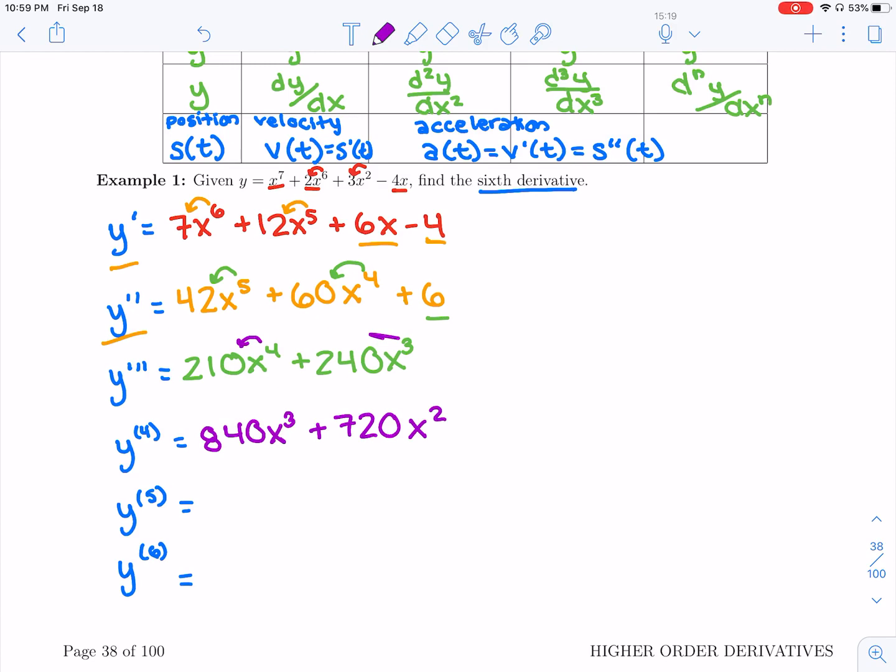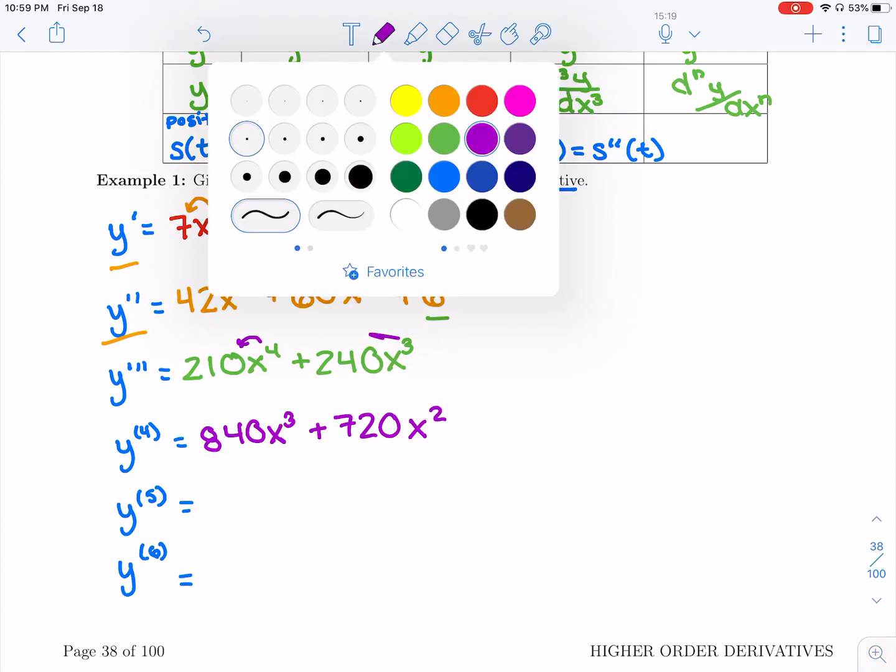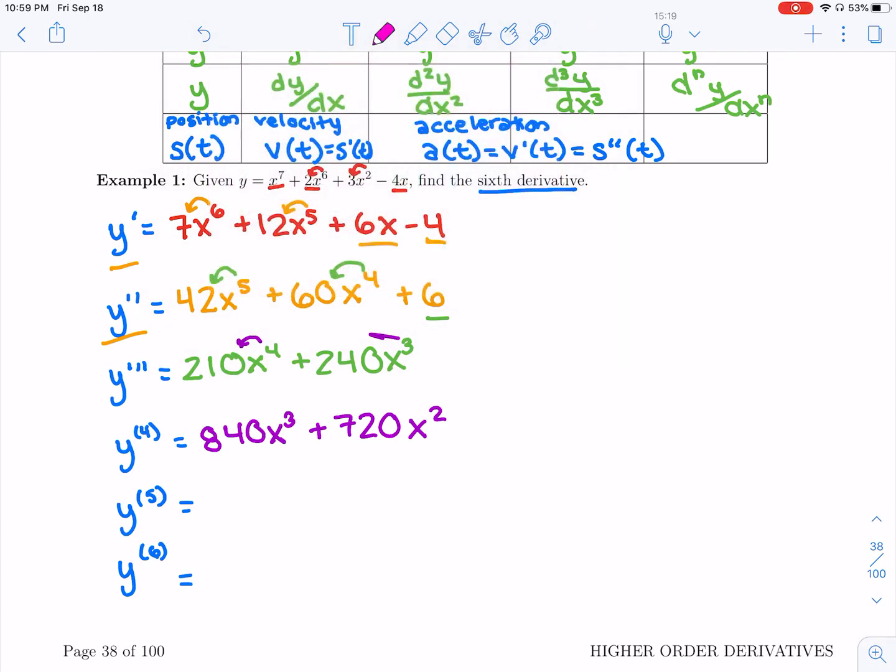Pretty crazy. Usually I have the homework stop at the third derivative just because it gets redundant, but I'm just going to show you, hey, here's the sixth derivative. Will I normally ask for the sixth derivative? Probably not. Just showing you that you can do it. Next one, fifth derivative, 840 times 3 is 2520, x squared. And I need to do 720 times 2 when I bring down the power, which is going to give me 1440x.